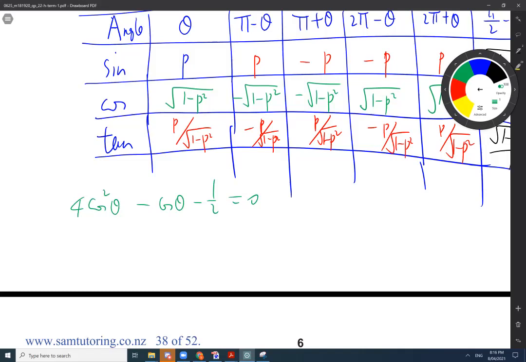Excuse me, Dr. Sam. What does it mean by cosine squared? Oh, like cosine, the whole thing squared. Oh, okay, thank you.